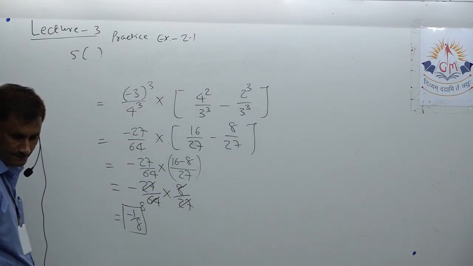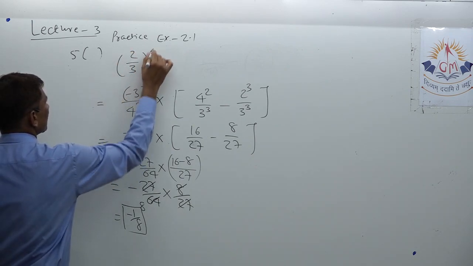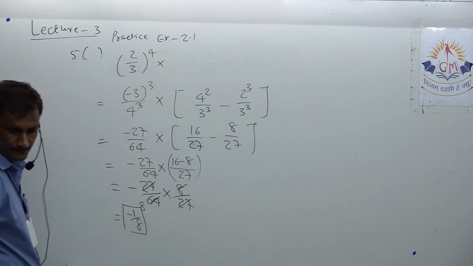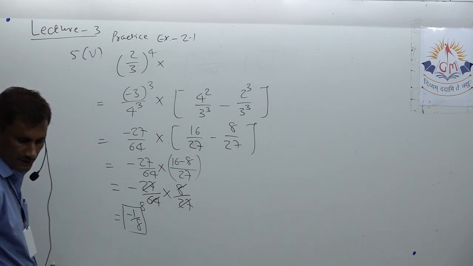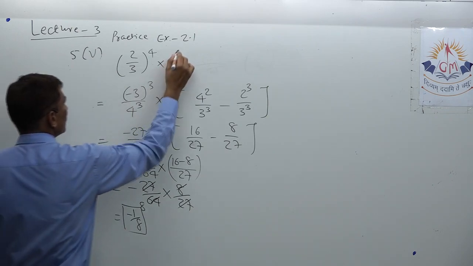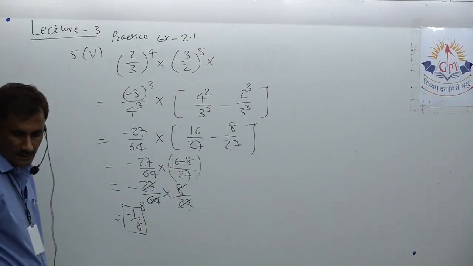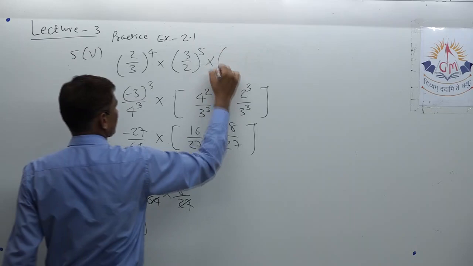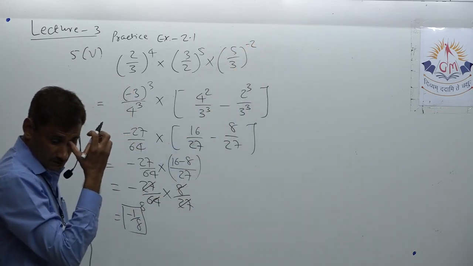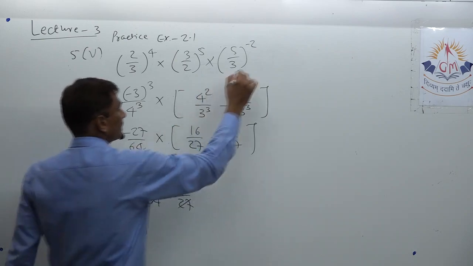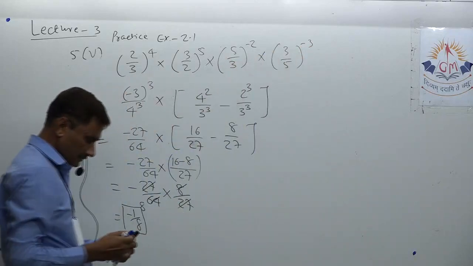Okay, next one, it is 2 by 3 raised to 4. This is the fifth. 2 by 3 all raised to 4, 3 by 2 all raised to 5. Multiply 5 by 3 all raised to minus 2, and 3 by 5 raised to minus 3. Okay, so this is the next one.